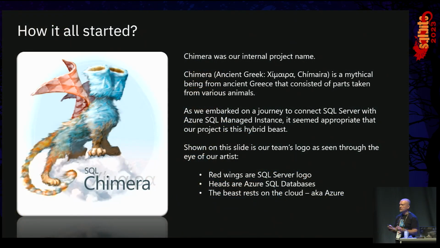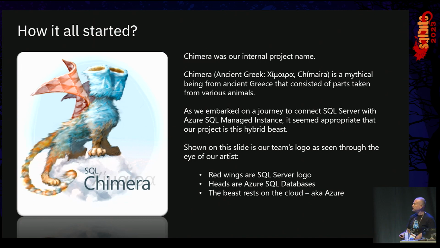Internally at Microsoft, we love naming projects with all kinds of different internal names. So this project was internally named Project Chimera. Chimera is a mythological beast from Greek mythology, which is a combination of different animals. So we thought that might be a good name for the project. Then one of our designers made the logo, where you can see the wings are the old-school SQL Server logo, and the two heads are like Azure SQL databases. So that was our internal project name, and that's what we started with.